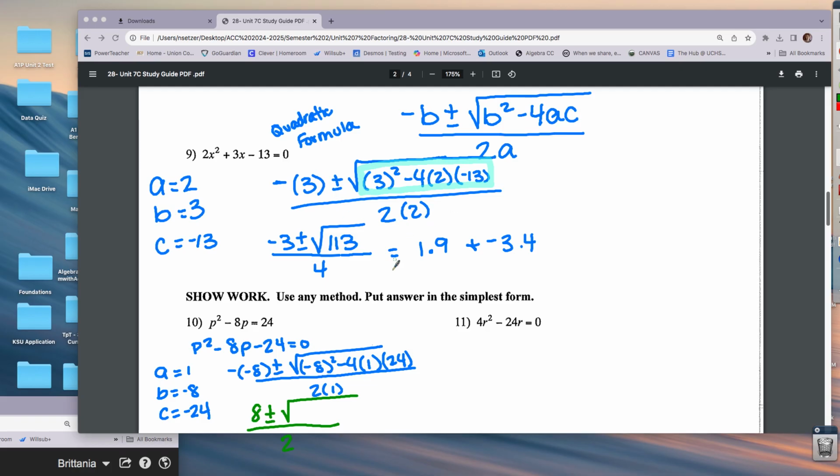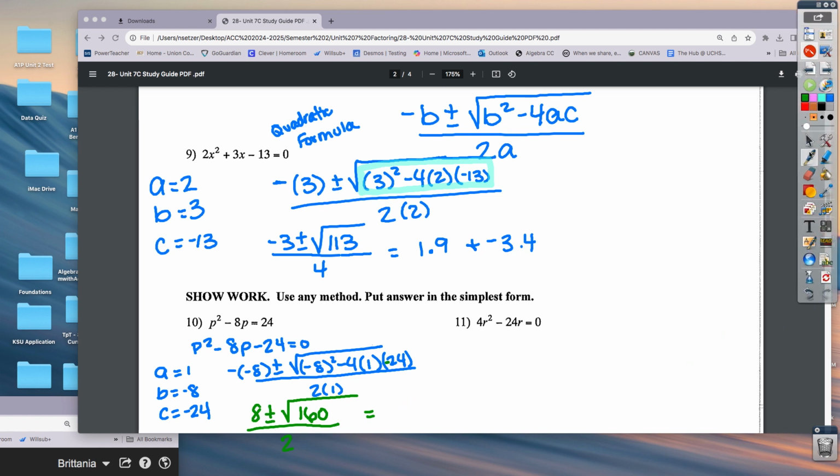Oh, this should be a -24. I was wondering what I did wrong. All right, there we go. -4 times 1 times -24. So our discriminant is 160. So I get 160 in here. And then I can put 160.